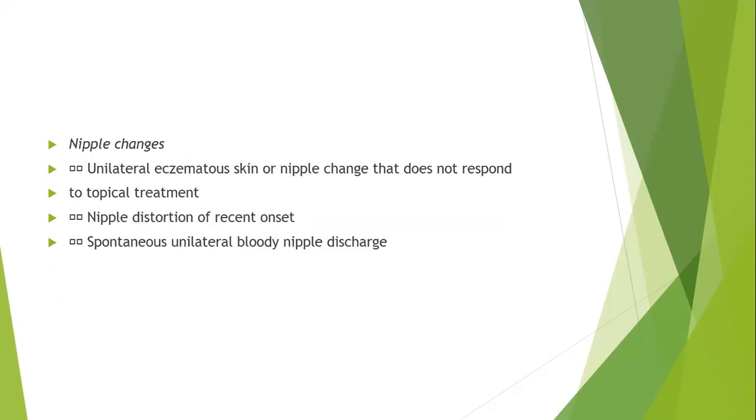Nipple discharge. What are the nipple changes? If the nipple changes are unilateral, eczematous skin that does not respond to topical treatment, if there is nipple distortion, if there is a spontaneous unilateral bloody nipple discharge, you're going to refer this patient. These are all referral criteria. We are talking about referral criteria because physiological nipple discharge you don't need to treat, and it's not a problem. But in primary healthcare, you need to be very vigilant with these danger signs.